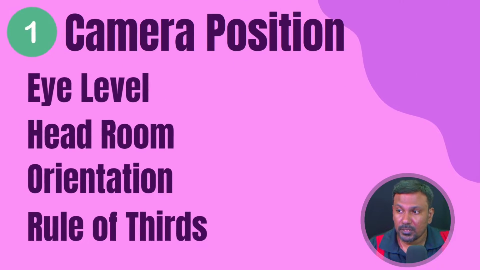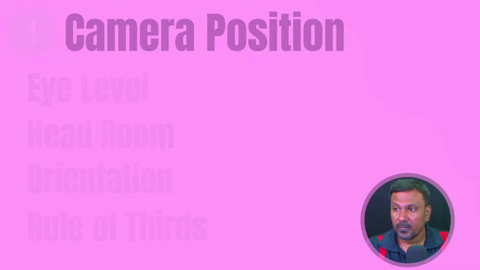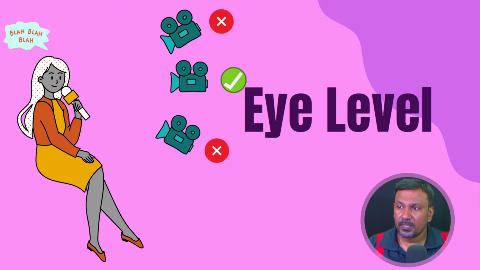So, camera position. Camera position plays an important role in making quality content. You have to be careful about these four things when you are ready to take video: eye level, headroom, orientation, and rule of thirds. Eye level is nothing but how and where you place your camera. The best position is level with your eye, or slightly above or below it. Of course, the camera position depends on the kind of content you are making. Yet, most of the time, keeping eye level is good.